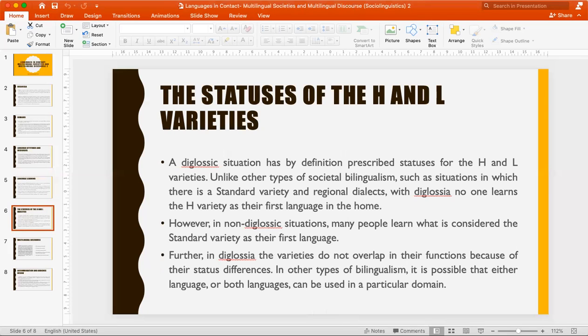And then the statuses of the H and L varieties. Diglossic situations have, by definition, prescribed statuses for the H and L varieties, unlike other types of societal bilingualism, such as situations in which there is a standard variety and regional dialects. With diglossia, no one learns the H variety as their first language in the home. However, in non-diglossic situations, many people learn what is considered the standard variety of their first language.